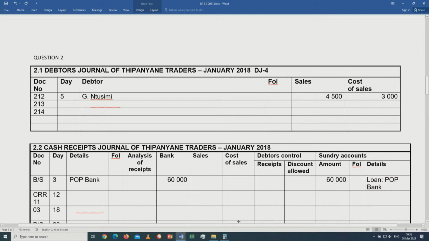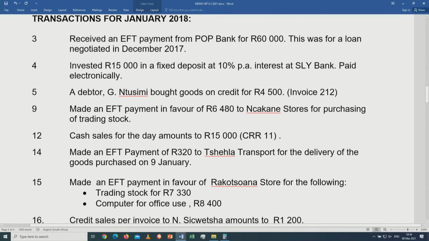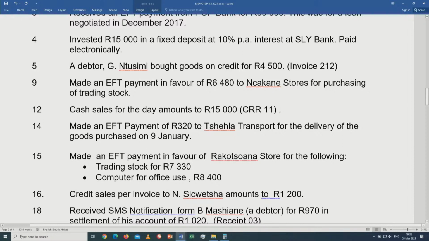All right, then let's go to the transactions again. Under the transactions, we are at the transaction on the 9th. We made an EFT payment in favor of Ngakani Stores for 6,480 for the purchase of trading stock.